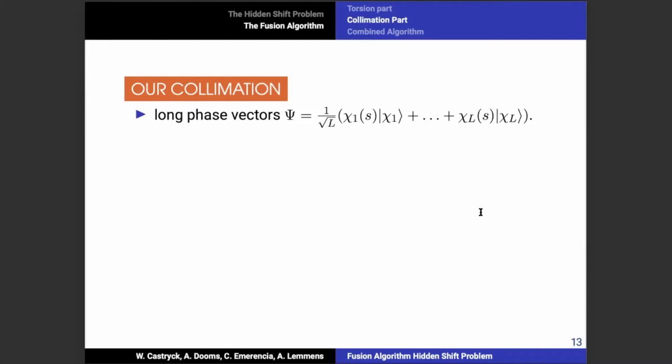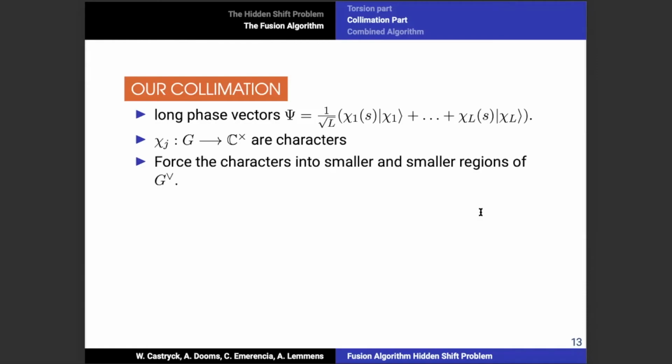A phase vector is an expression of the form you can see here. And the hidden shift S is encoded via characters chi. We call the set of all characters G dual. So the idea is to combine bad quality phase vectors into good quality phase vectors. In the beginning, you have phase vectors where the characters are randomly spread out across G dual. During the collimation process, you get phase vectors where the characters are concentrated into smaller and smaller regions of G dual.